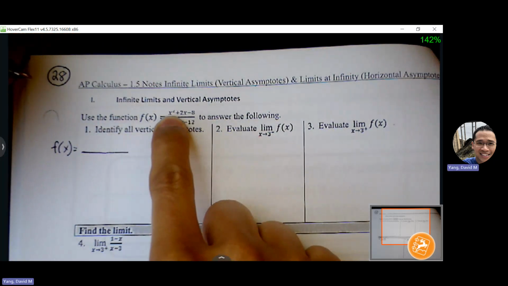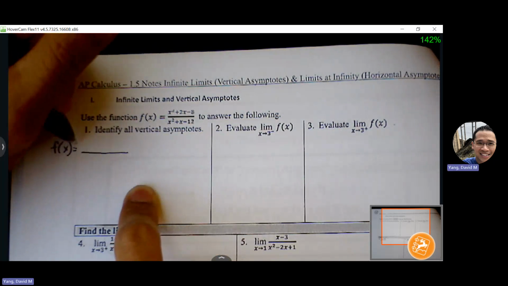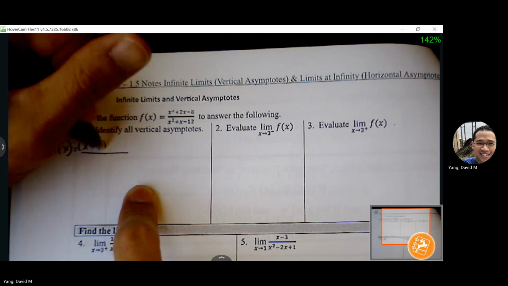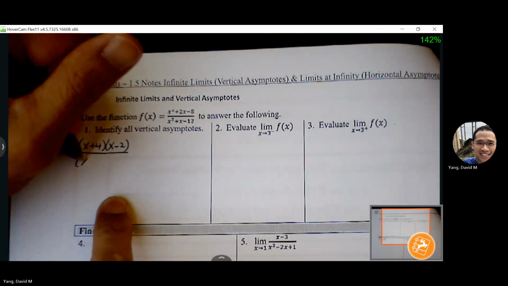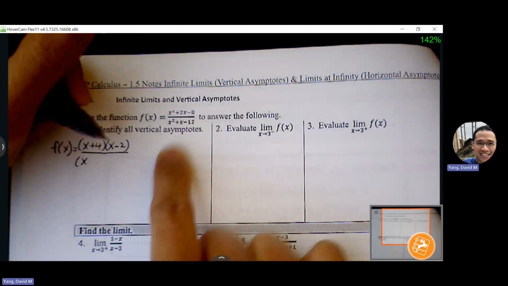That's x squared. It's a little bit cut off there. x squared plus 2x minus 8. x squared plus x minus 12.